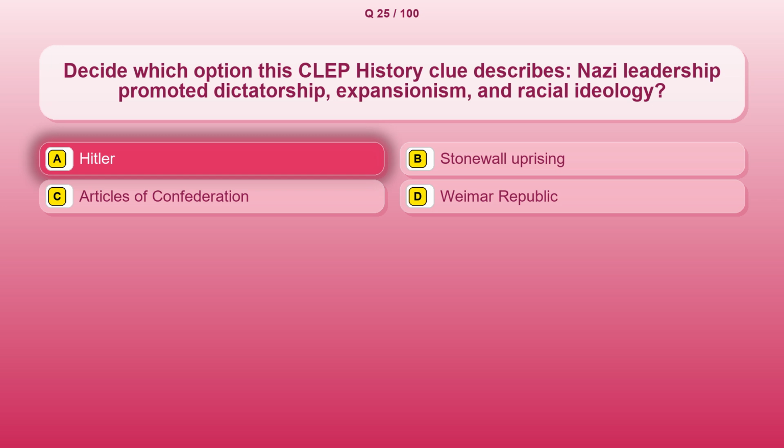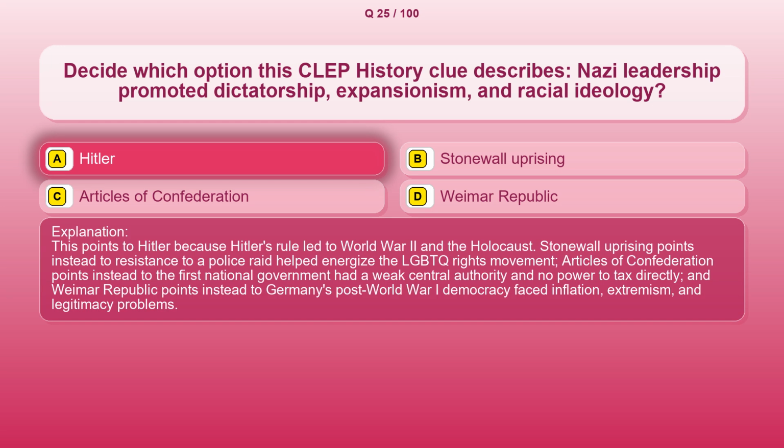The correct answer is option A, Hitler. This points to Hitler because Hitler's rule led to World War II and the Holocaust. Stonewall Uprising points instead to resistance to a police raid helped energize the LGBTQ rights movement. Articles of Confederation points instead to the first national government had a weak central authority and no power to tax directly, and Weimar Republic points instead to Germany's post-World War I democracy faced inflation, extremism, and legitimacy problems.